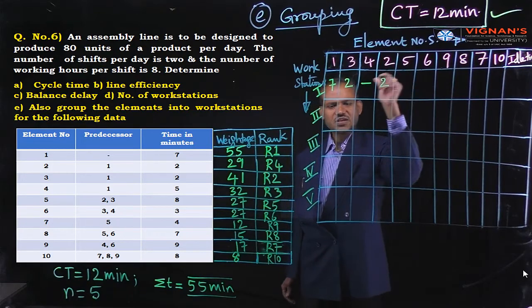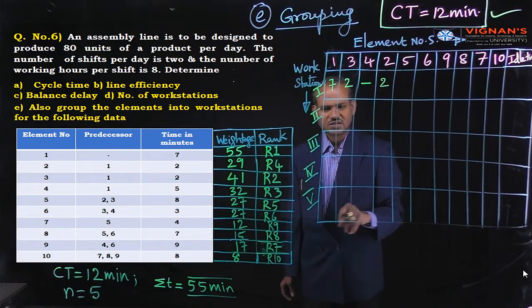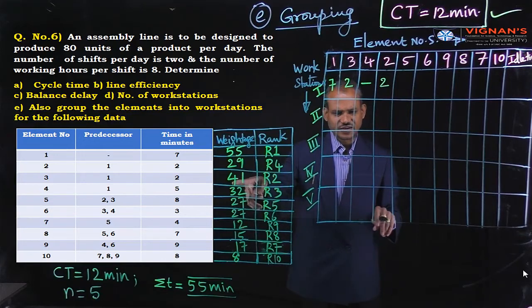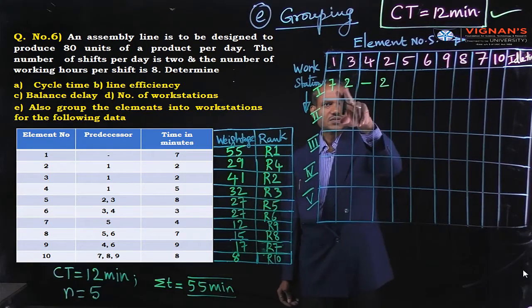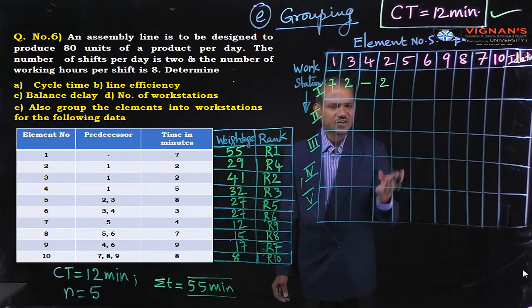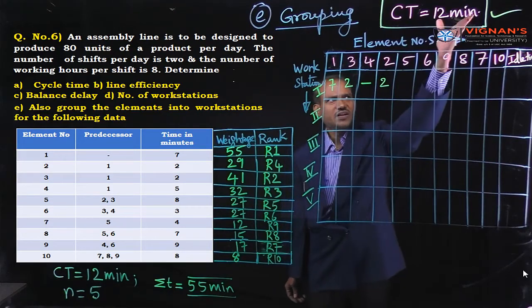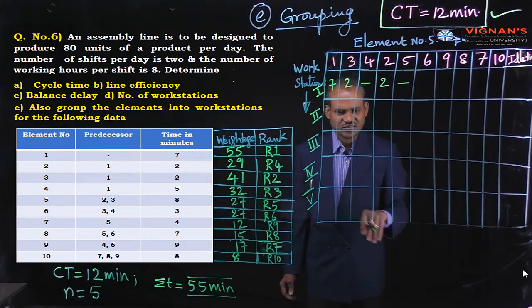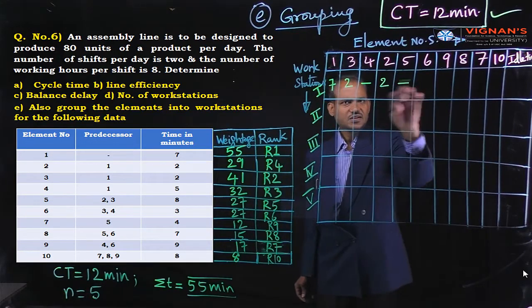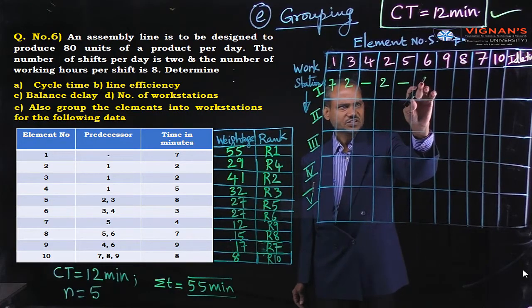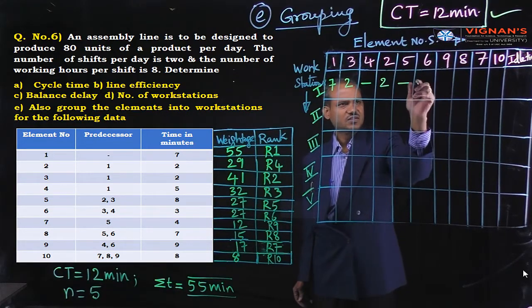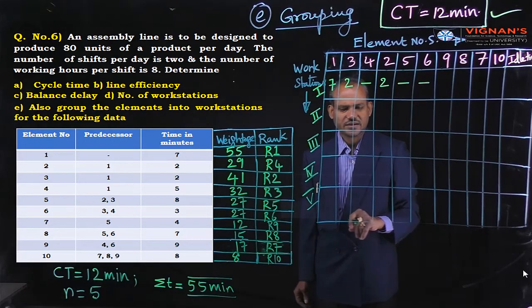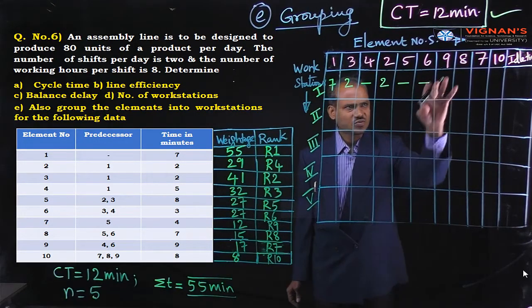Next, move to the work element number 5. Observe the work element number 5 timing. What is the timing? 8. Already we got 11. 11 plus 8 means 19. More than 12 minutes. Don't assign. Similarly, observe this. Next, 6, 3. 11 plus 3. It's a bigger value. Don't assign. Next, similarly, move to next element.